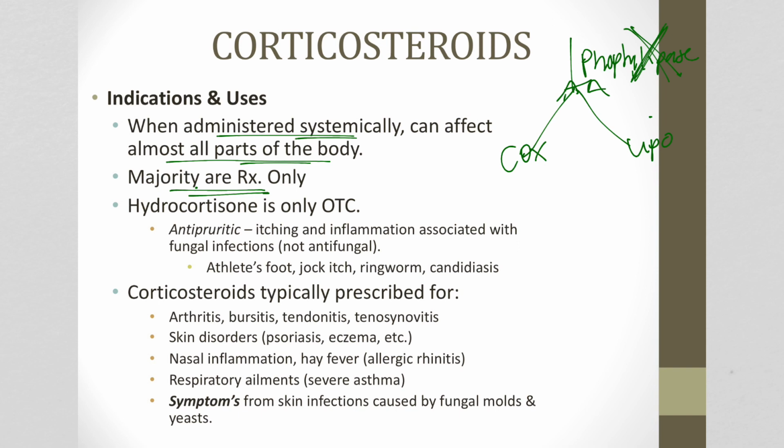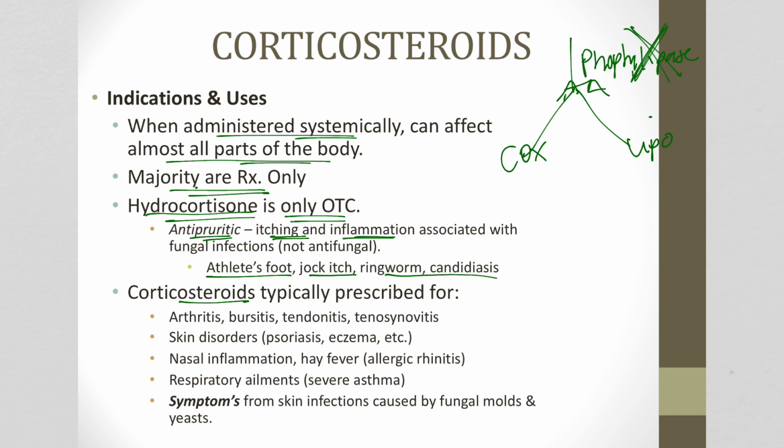The only one that is really over the counter is hydrocortisone, in the topical form. You rub that over an area that might be itching or have inflammation, like a rash, for example some type of athlete's foot, jock itch, ringworm, all of the things that we already talked about, to reduce itching in that particular area.